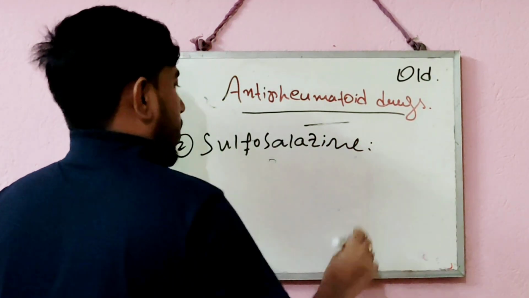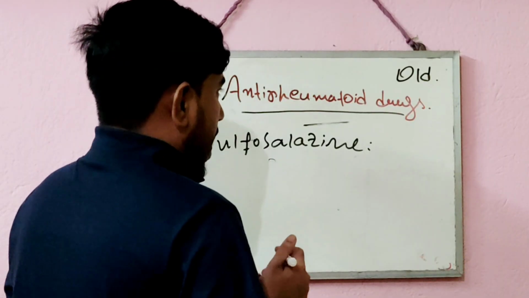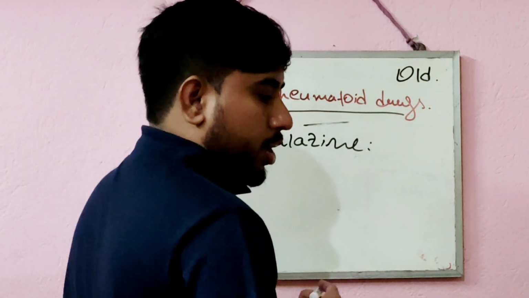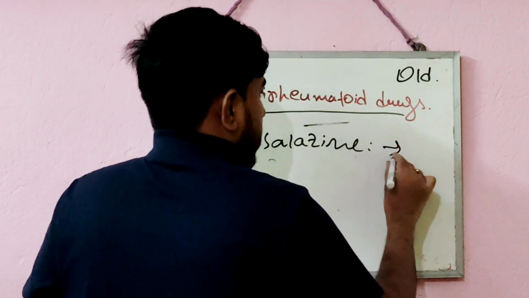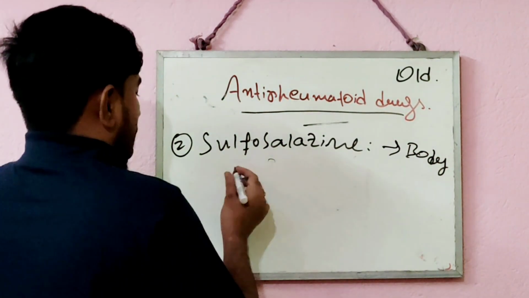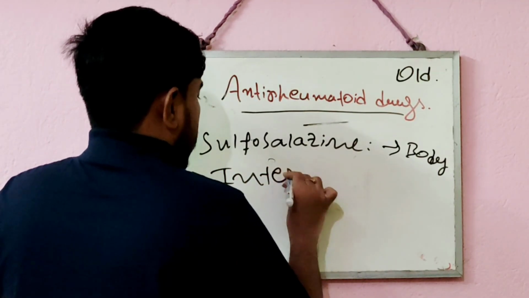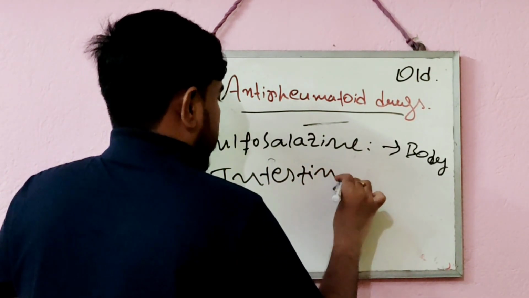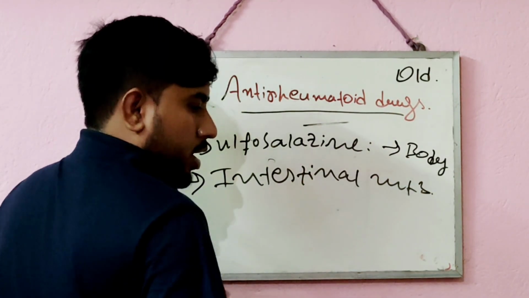Now we are going to discuss sulfasalazine and how it shows its action as an anti-rheumatoid drug and treats arthritis. When sulfasalazine is taken into our body, it goes to metabolism. How will it go into metabolism? It will go through intestinal metabolism.